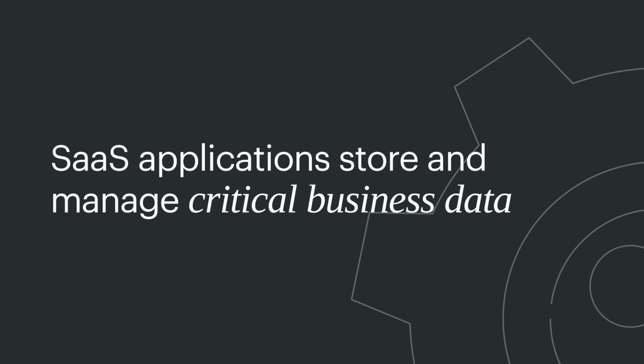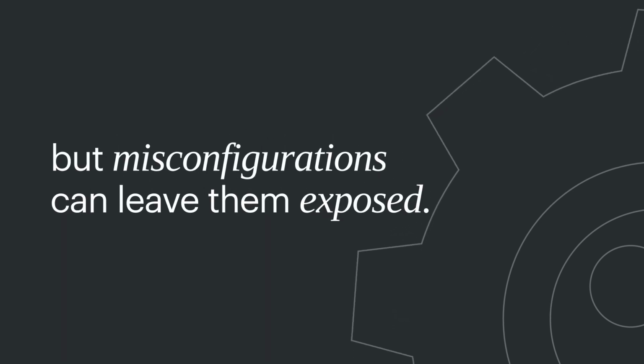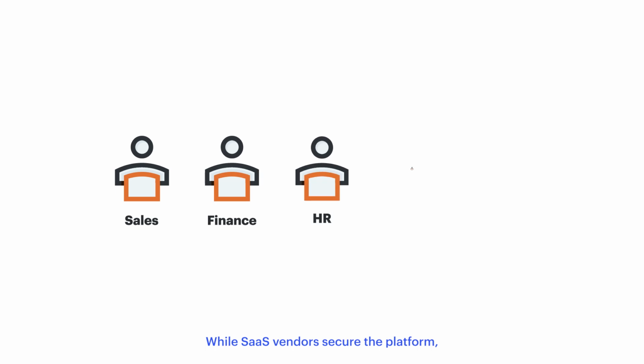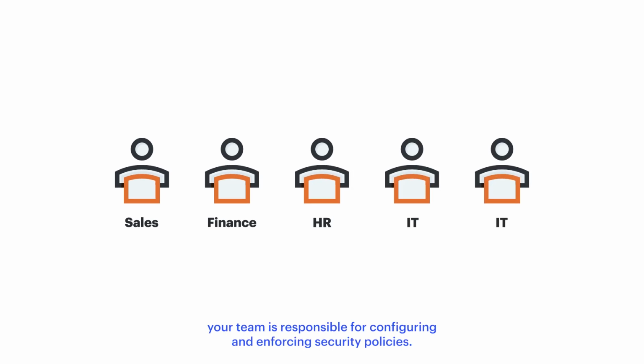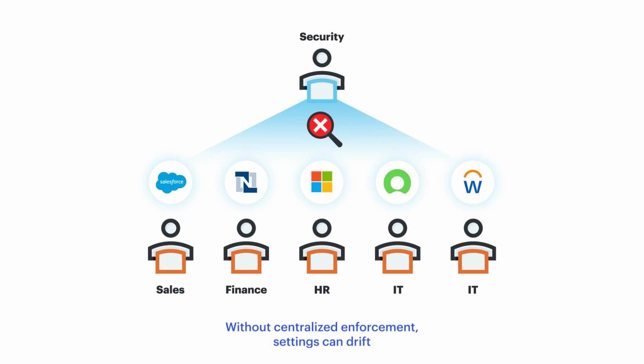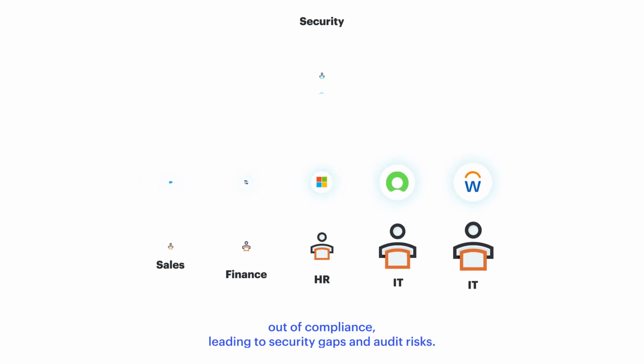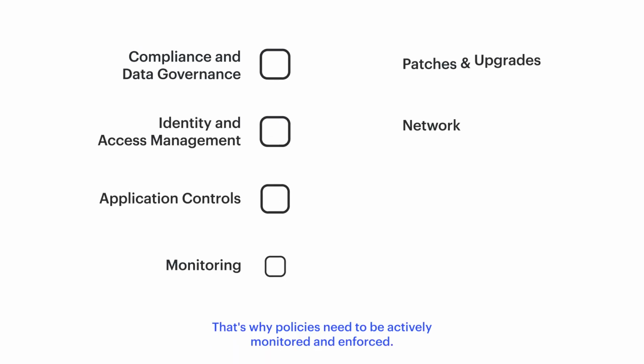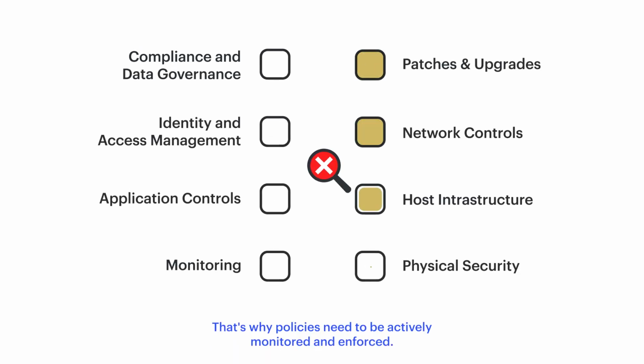SaaS applications store and manage critical business data, but misconfigurations can leave them exposed. While SaaS vendors secure the platform, your team is responsible for configuring and enforcing security policies. Without centralized enforcement, settings can drift out of compliance, leading to security gaps and audit risks. That's why policies need to be actively monitored and enforced.